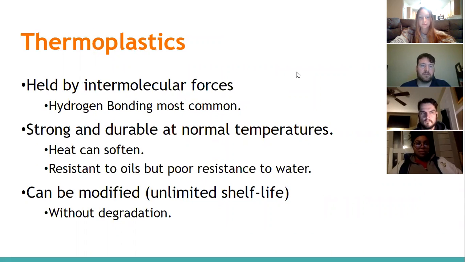Thermoplastics, held together by intermolecular forces, hydrogen bonding most common. Strong and durable at normal temperature, heat can soften. Resistant to oils, but poor resistance to water. Can be modified and has an unlimited shelf life without any degradation. Next slide.